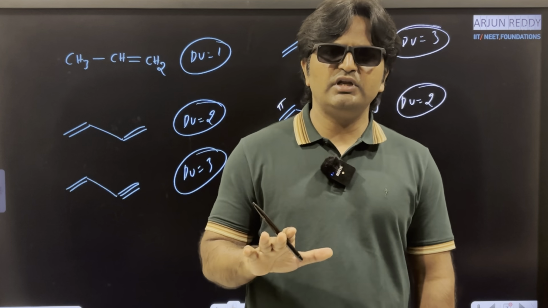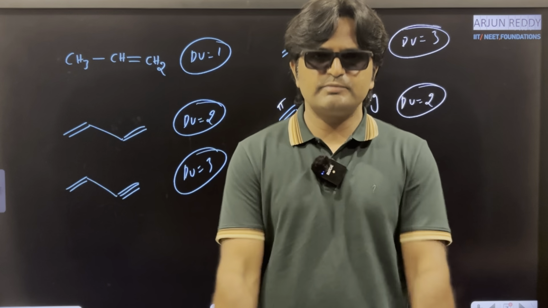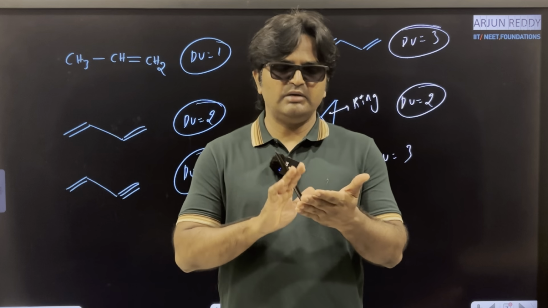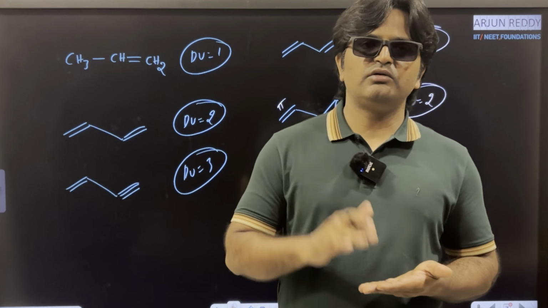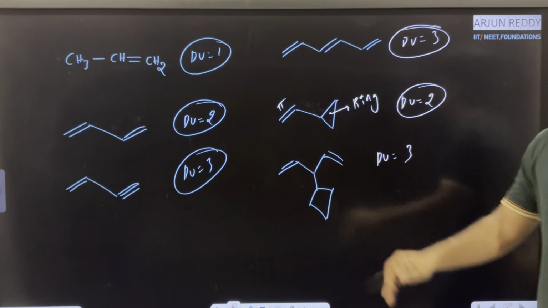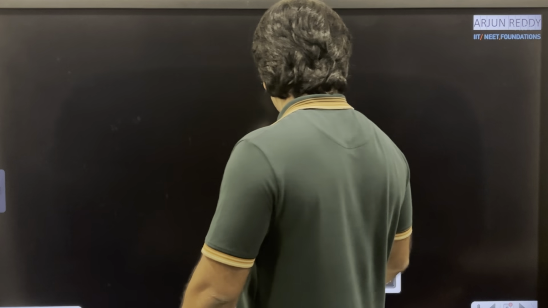So that is the simple way of calculating degree of unsaturation whenever the compound is given, if the structure is very clear without any confusion. Once again, remember this point: if your compound is very clear, that means you can easily find out the number of pi bonds and number of rings, then directly you can write the degree of unsaturation. If complicated structures are given, then we will see how to calculate degree of unsaturation.